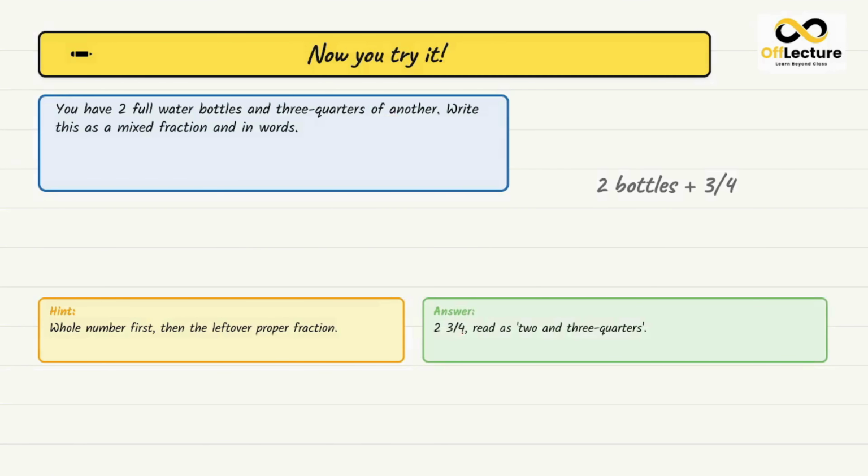So the solution is simple. We have 2 full water bottles, plus we have 3/4 of another. 3/4 means three quarters, and a quarter means the fourth part. So 3 by 4. So we will write it as 2 3 by 4 and we will read it as 2 and 3/4. And this will be our answer. Okay, I hope this is clear.